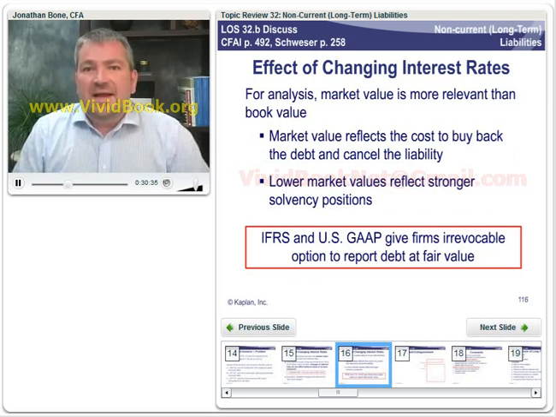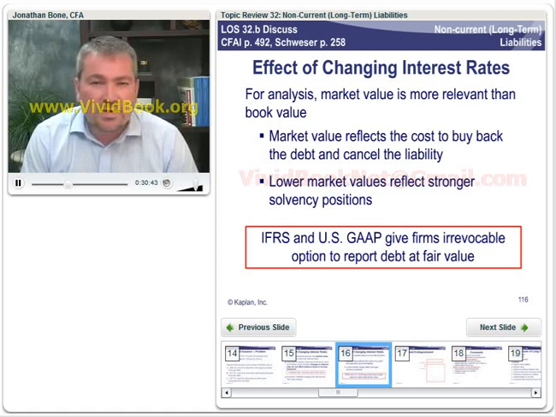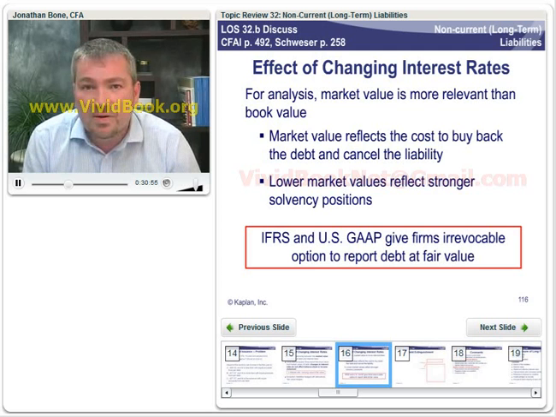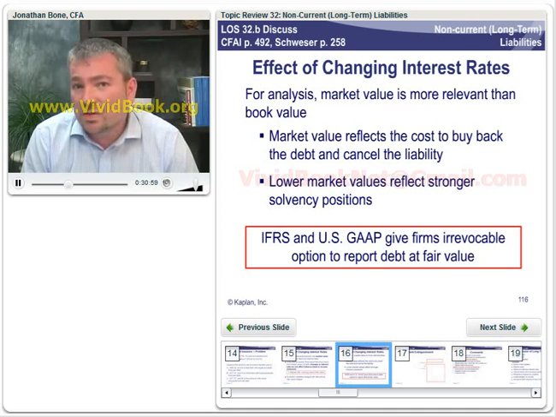So for analysis, market value would be more relevant than book value. In other words, if we're an analyst, we don't really care about amortized cost. What we're interested in essentially is the true fair value of the bond. Why? Because that would represent the cost to the company of going into the market and actually buying back the debt and cancelling it. You would have to pay the current price of the bond. Lower market values, therefore, reflect stronger solvency positions. Why? Because it's cheaper to buy back the debt and cancel it.